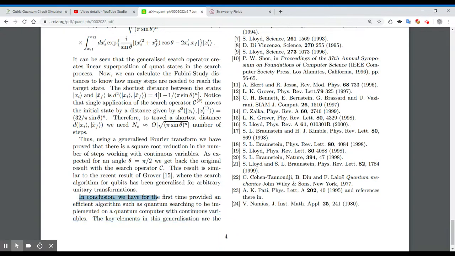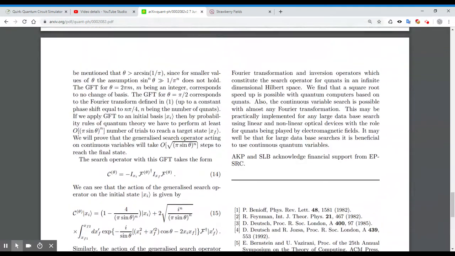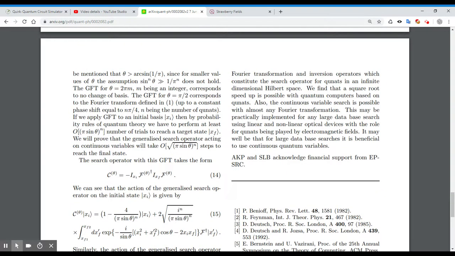So in conclusion, we have for the first time provided an efficient algorithm such as quantum searching to be implemented on a quantum computer with continuous variables. The key elements of the generalization are Fourier transformation and inversion operators.